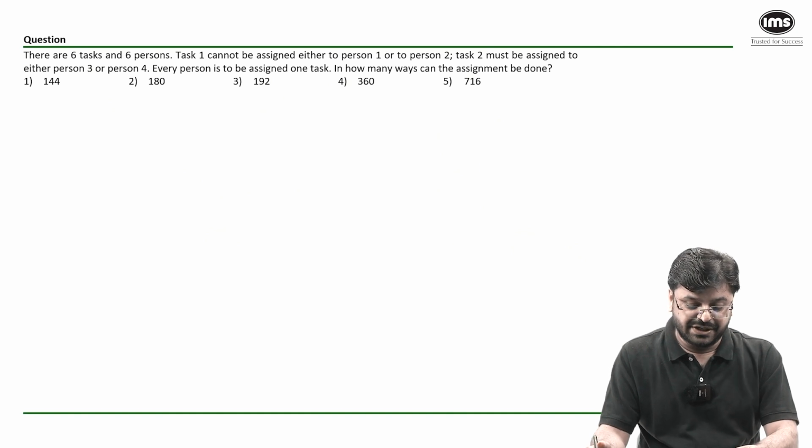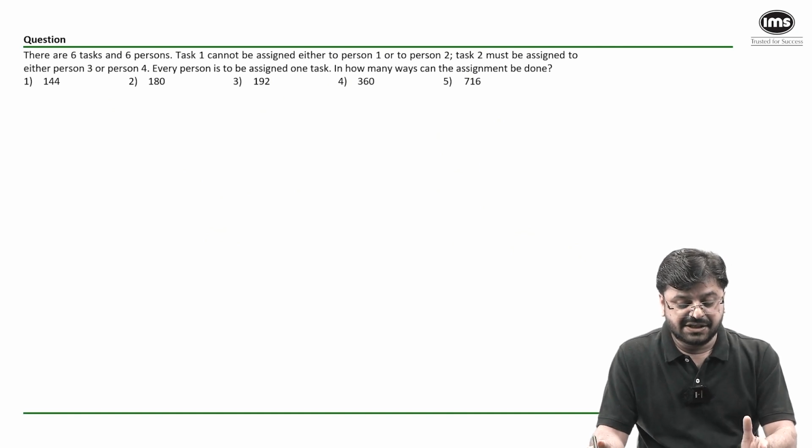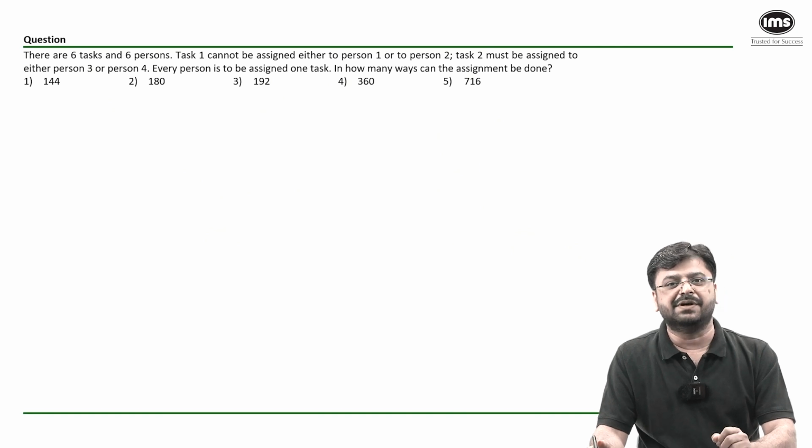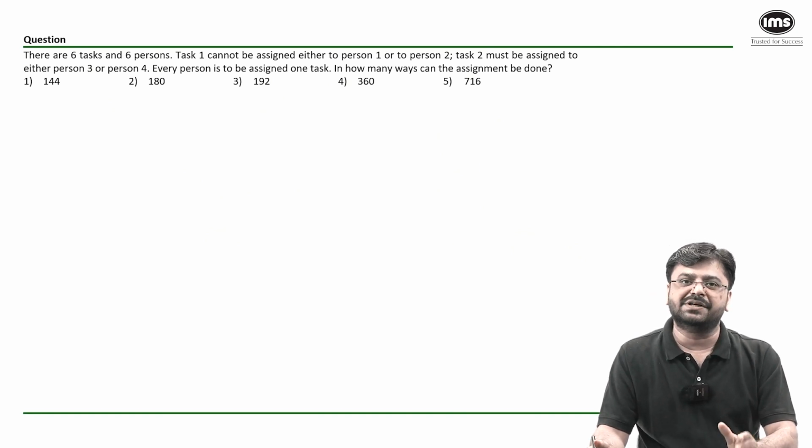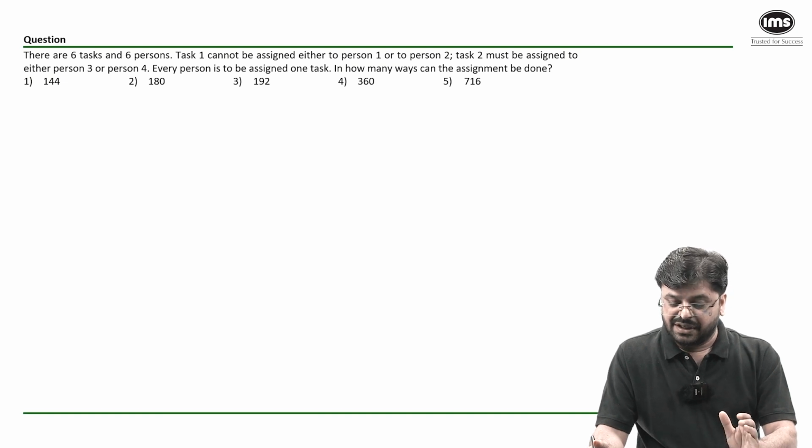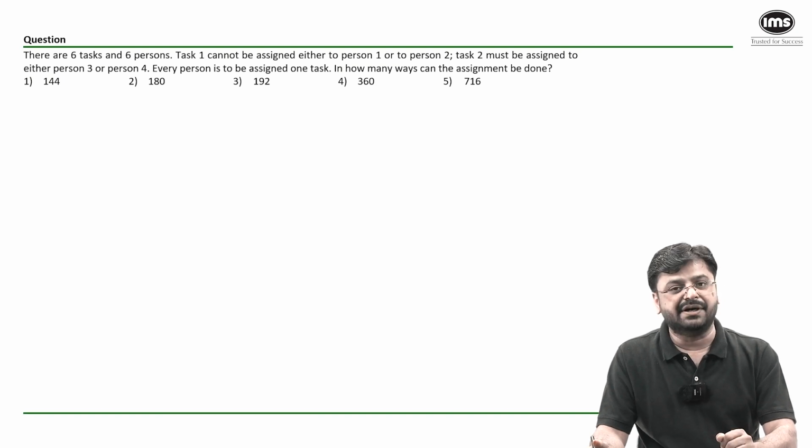Next question on your screen is, there are 6 tasks and 6 persons. Task 1 cannot be assigned to person 1 or 2, and task 2 must be assigned to person 3 or 4. Now, every person is to be assigned one task. In how many ways can the assignment be done?